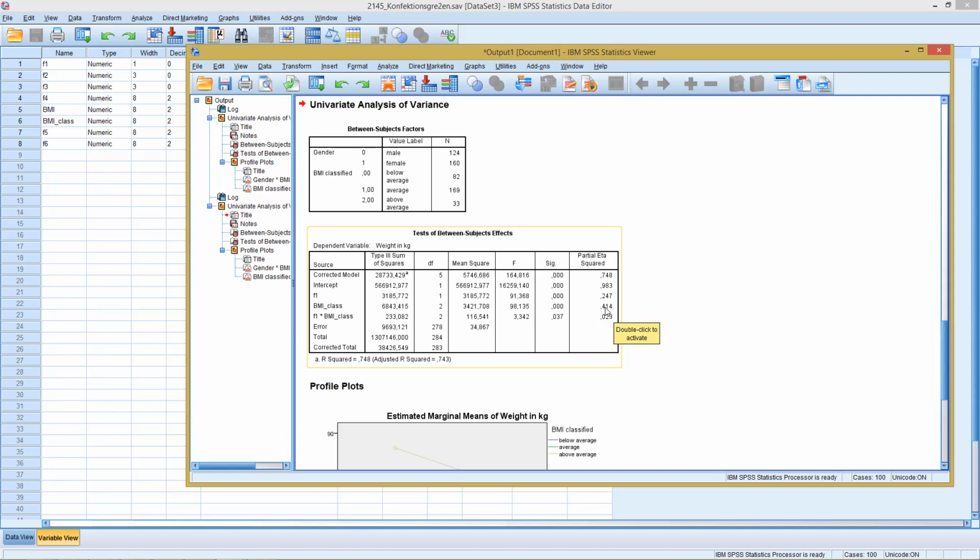Then we see, as we would have suspected already, here with the BMI for class, this is almost double as important as the gender variable. Intercept still has a very significant impact. So yes, there is an effect, a significant effect of those two variables, but still the constant makes up most of the explanatory power.